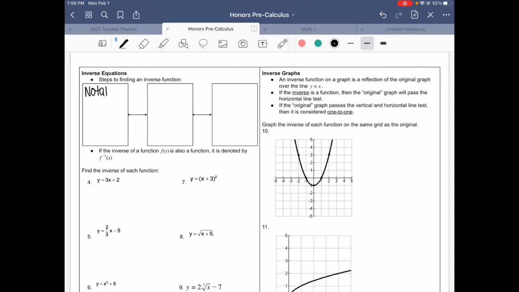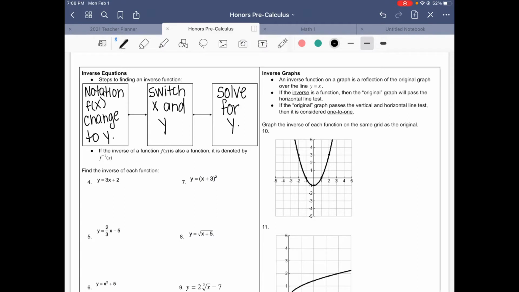So the first thing is, if you have the notation f of x, you want to change that notation f of x to y. Okay, and it's just going to help you when you're solving in just a second. Now, once you change the notation f of x to y, you are going to switch your x variable and your y variable. And then after you switch them, you're going to solve for y.